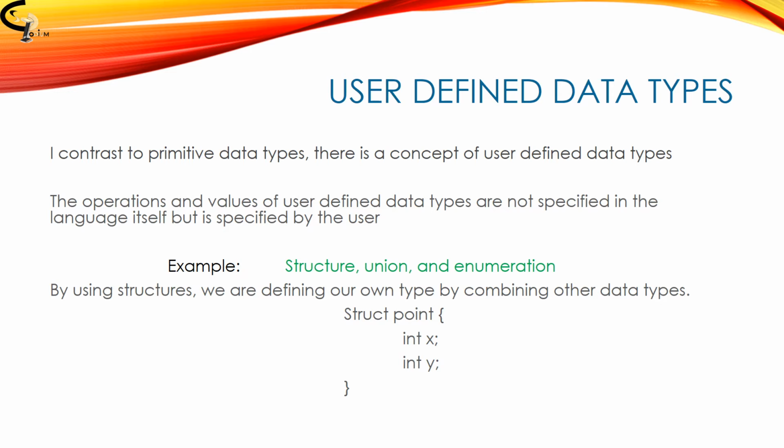Let's look at the example over here. By using the structures, we are defining our own type, that is point, and we are combining other data types that are primitive data types, that is int.